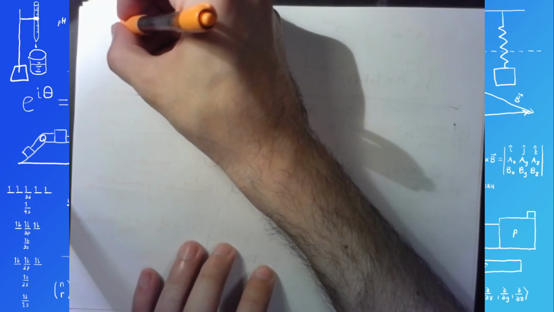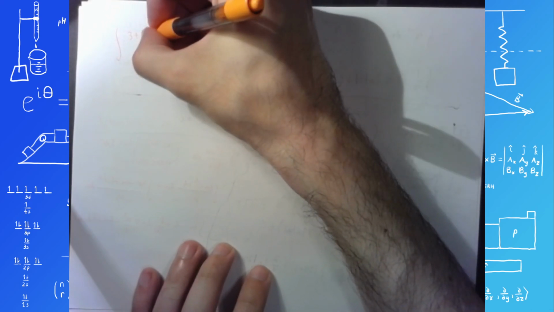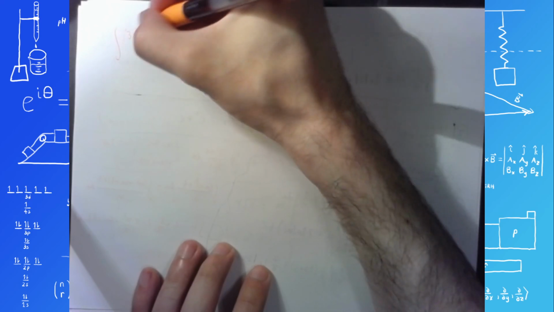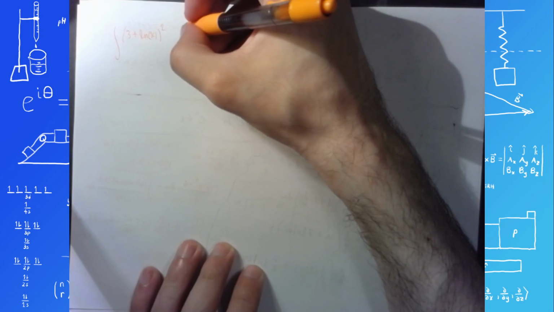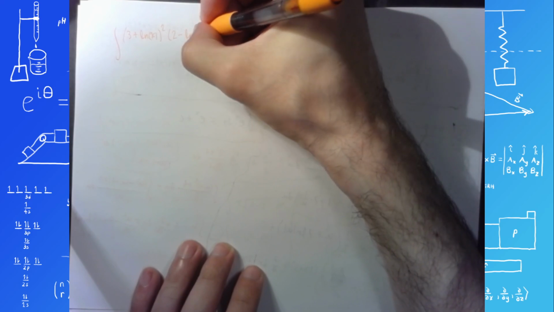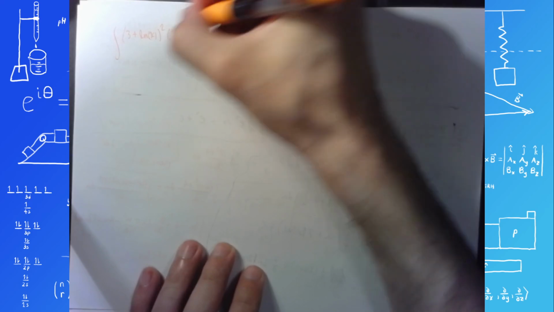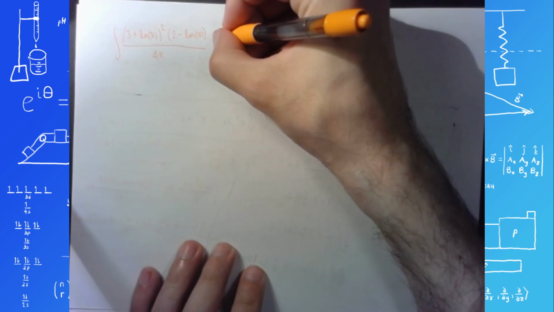Let's go for... I don't think I've used the orange in a while. So this one says, take the integral of (3 plus the natural log of x) all squared, times (2 minus the natural log of x), all over 4x, dx.